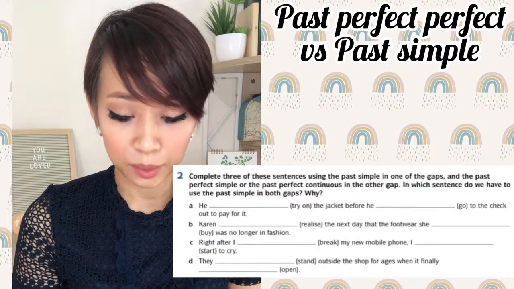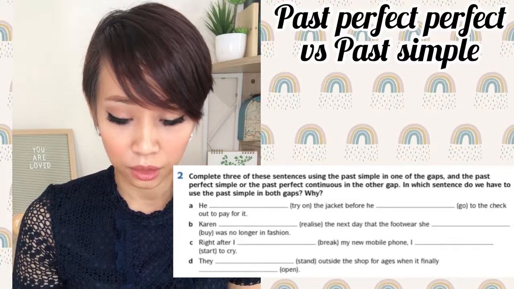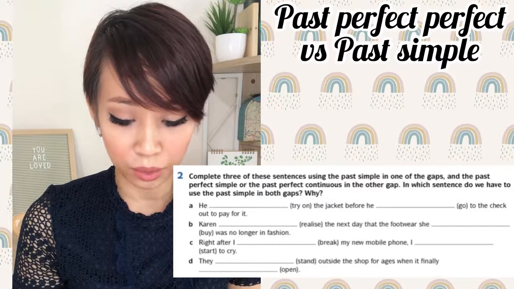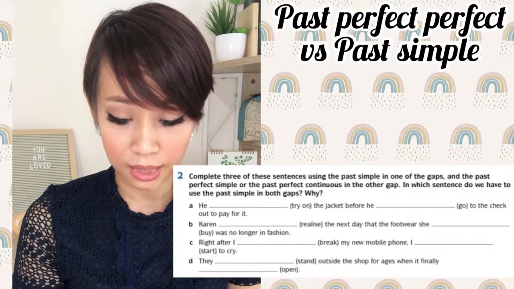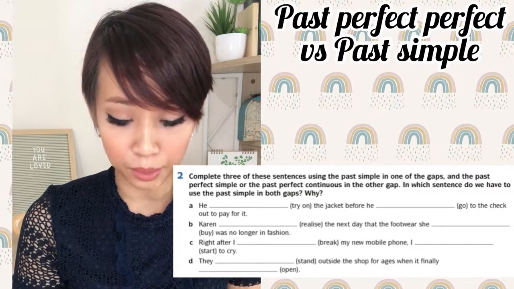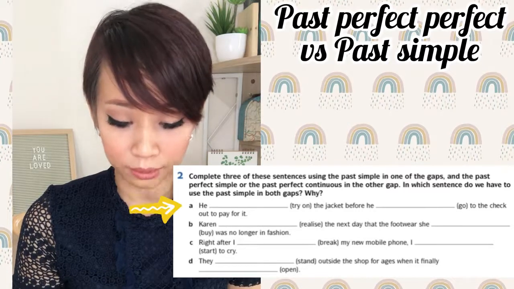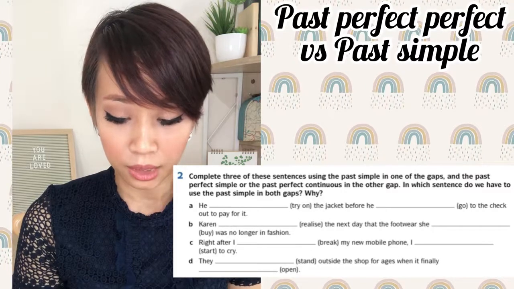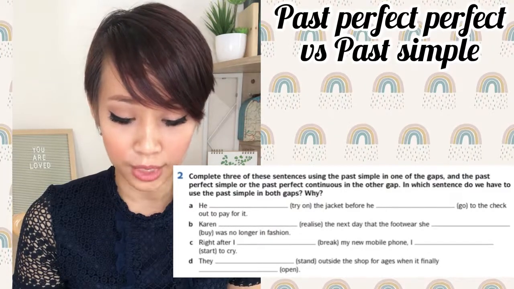Exercise 2. Complete 3 of these sentences using the past simple in one of the gaps and the past perfect simple or the past perfect continuous in the other gap. In which sentence do we have to use the past simple in both gaps? Why? A. He tried on the jacket before he went to the checkout to pay for it.